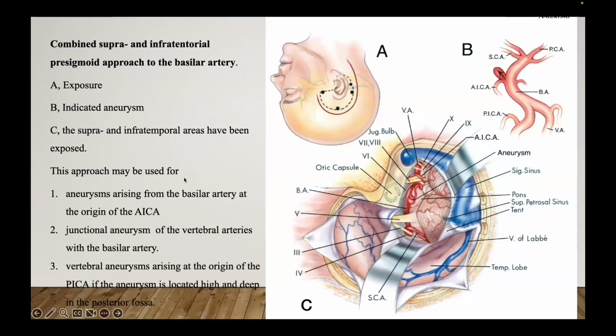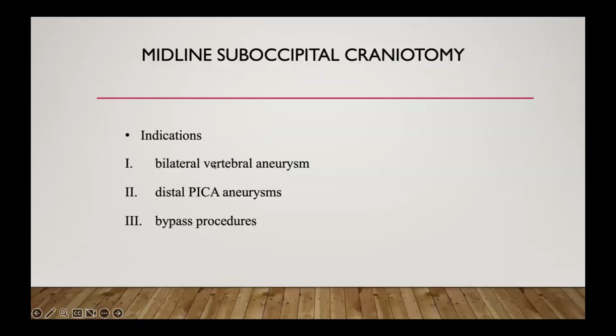And the most common indications of this approach are aneurysms arising from the basilar artery at the origin of the ICA, the junctional aneurysm of the vertebral artery with the basilar artery, and aneurysms arising at the origin of the PICA if the aneurysm is located high and deep in the posterior fossa. If any of these indications are there, we can undertake this approach.